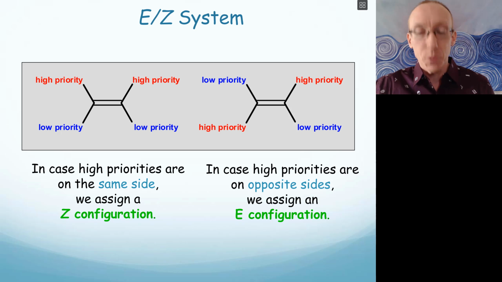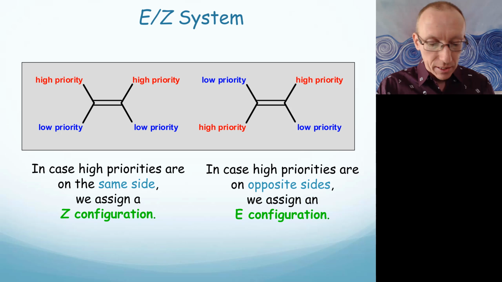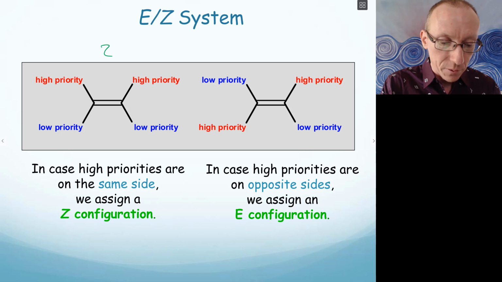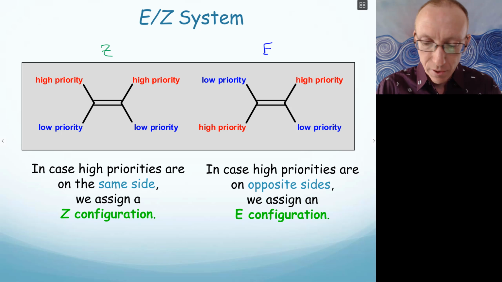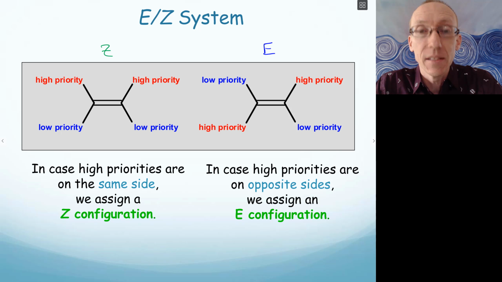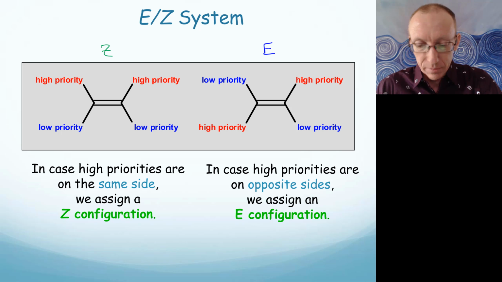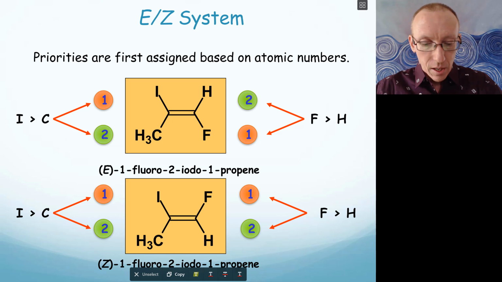So we're going to get to a situation that either looks like this on the left here for Z, or we're going to get to a situation on the right where the highest priority groups are on opposite sides, and that will be the E isomer. Okay, so let's have a look at a couple of examples.